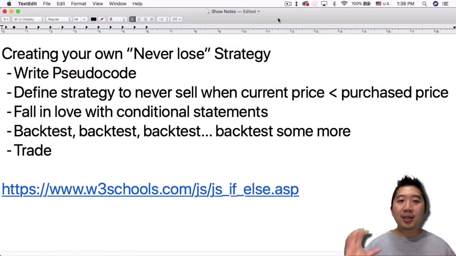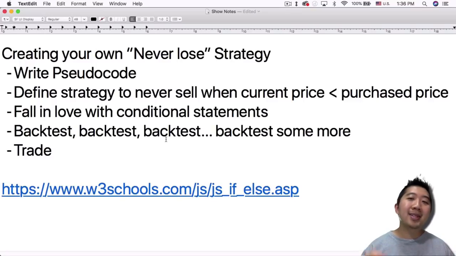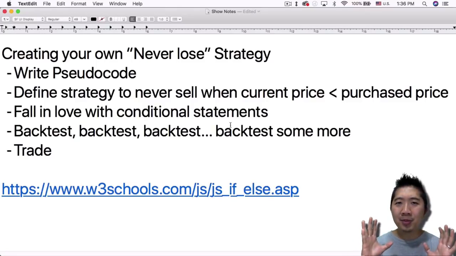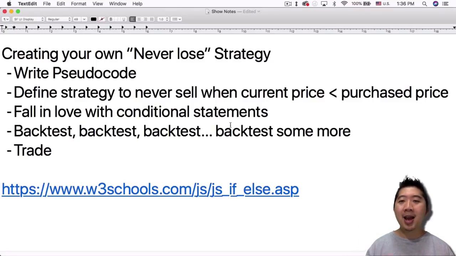So after you've written out the things, you need to backtest, backtest, backtest some more, because I backtested this strategy tons of times. And this is pretty much the first strategy that I've written out. And it works. So I just want to make sure it works before I start trading with it. So let me show you how it looks in terms of backtesting it.